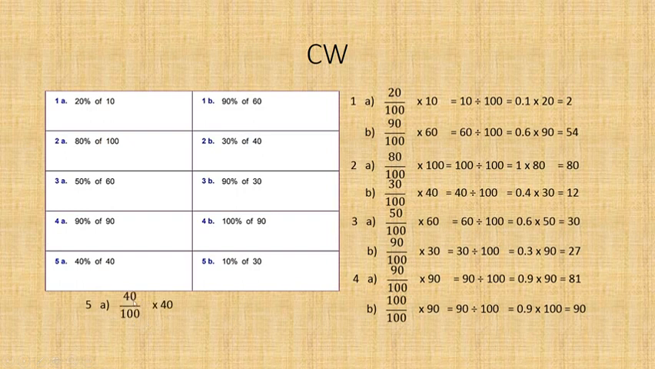Okay, let's go to question number 5 and the last question, 5a, 40% of 40. So 40% means 40 over 100 times 40. And I will just do my steps. 40 divided by 100 is going to be 0.4. And take this 0.4 times 40, so it's going to be equal to 16.